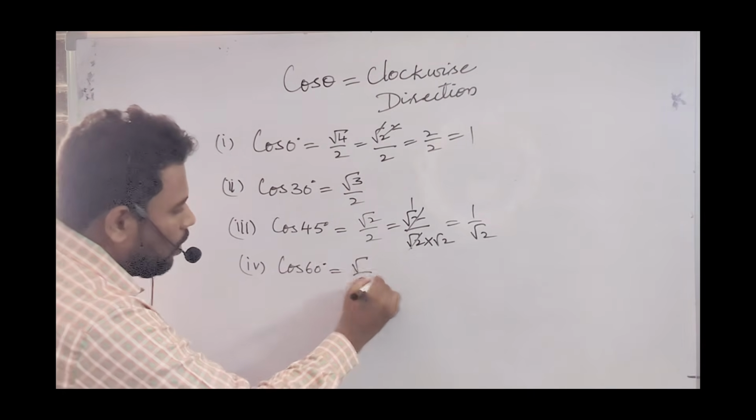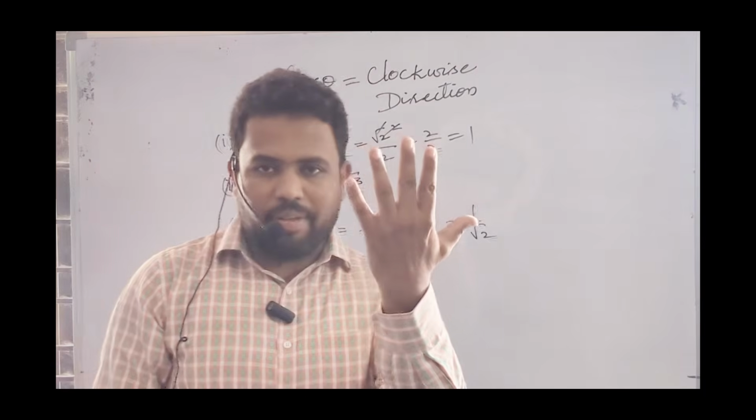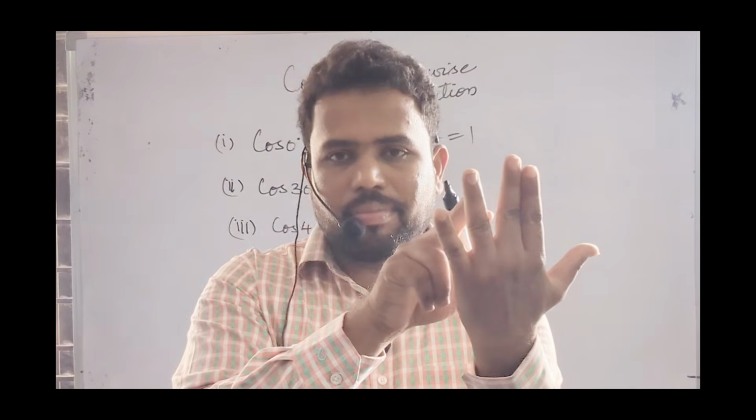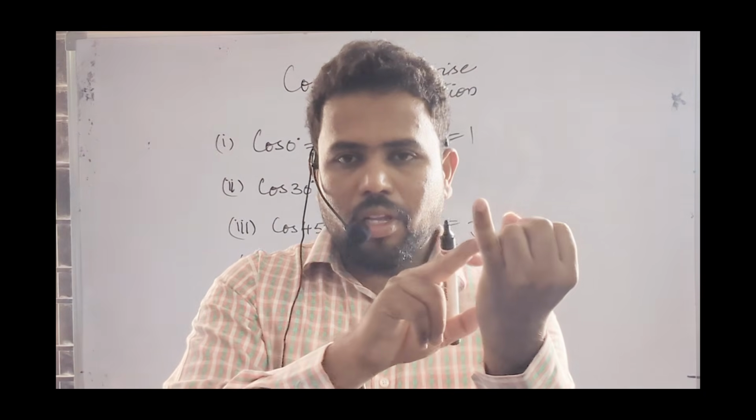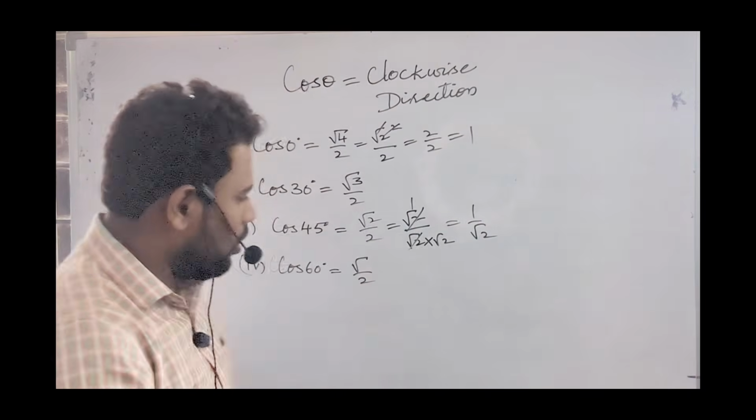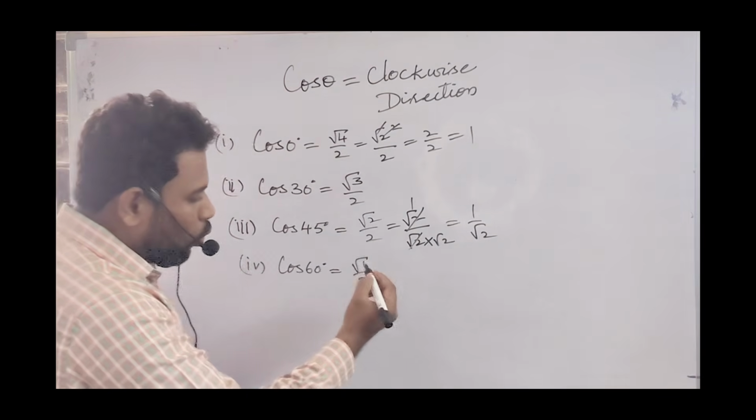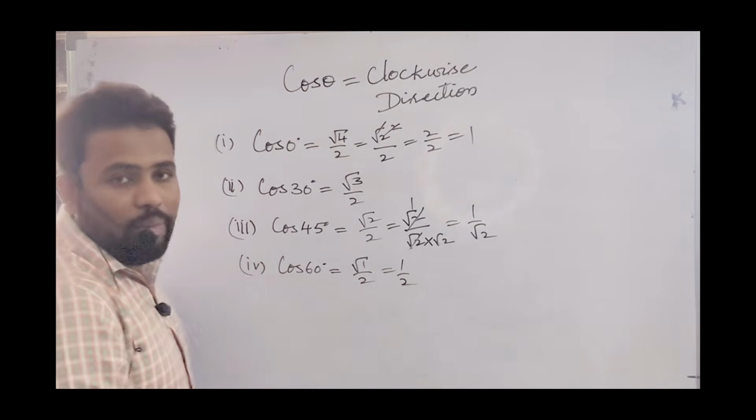Then the fourth one is cos 60 degree. That is root by 2. 60. So 60 is coming here. So how many fingers left? Just 1. Just write 1. Root 1 is 1. So the answer is 1 by 2.